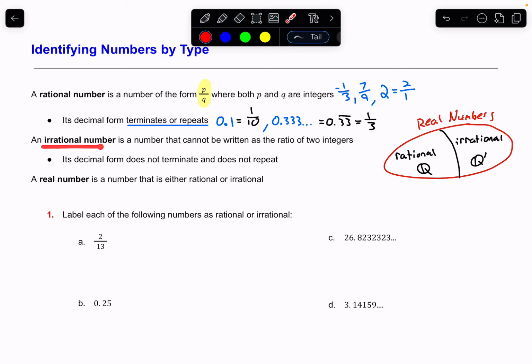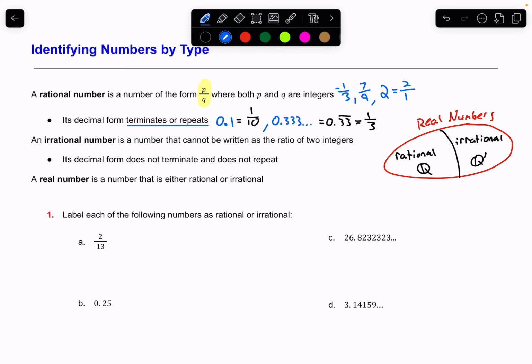An irrational number, on the other hand, is just a number that cannot be written as the ratio of two integers, and its decimal form does not terminate and does not repeat. So it's the exact opposite of what a rational number is. So what we do is we check if it's rational, and if it's not, then it's automatically irrational. So a couple examples down below.